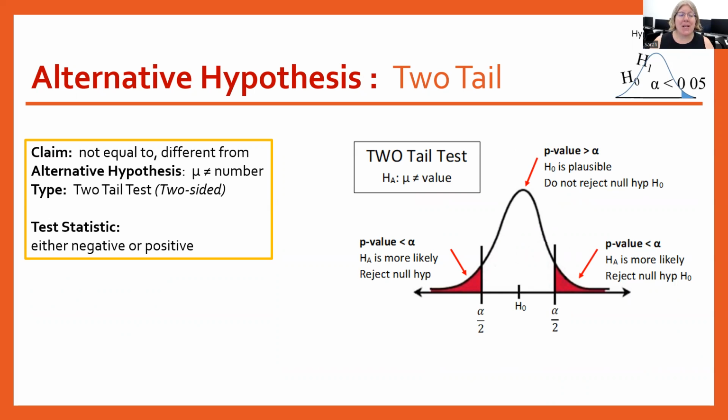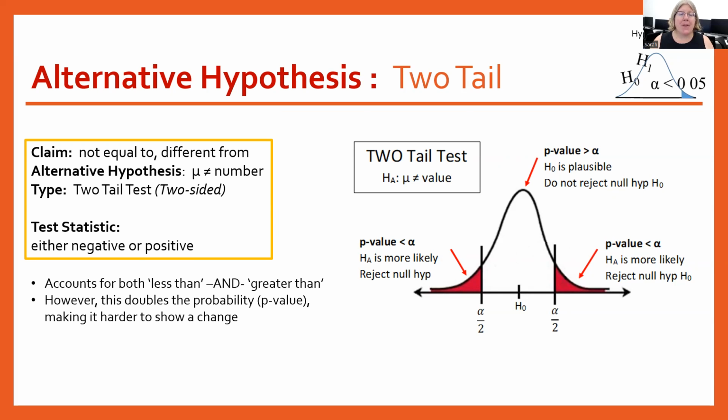Okay, so there is a downside to using a two-tail, because otherwise you might just say, I'll just do not equal every time and I'll cover my bases. The thing with the two-tail test is that it accounts for both the less than and the greater than side. So this is going to double the amount of probability you have, making it a lot harder for you to slide under that alpha and to actually have a significant result.